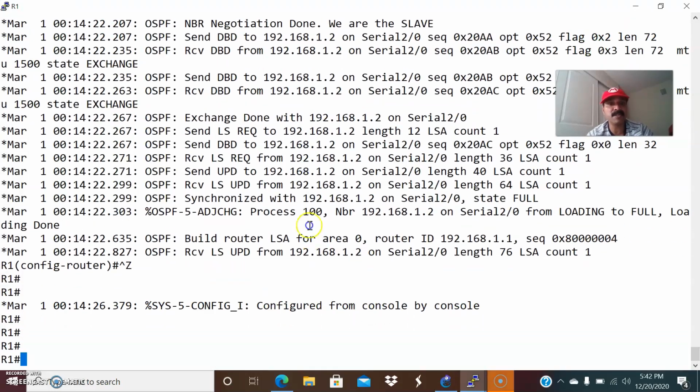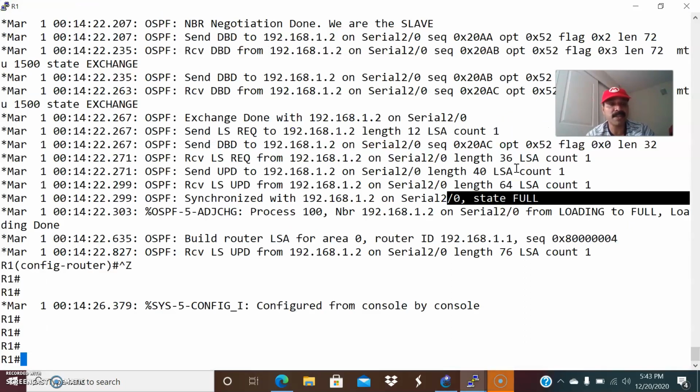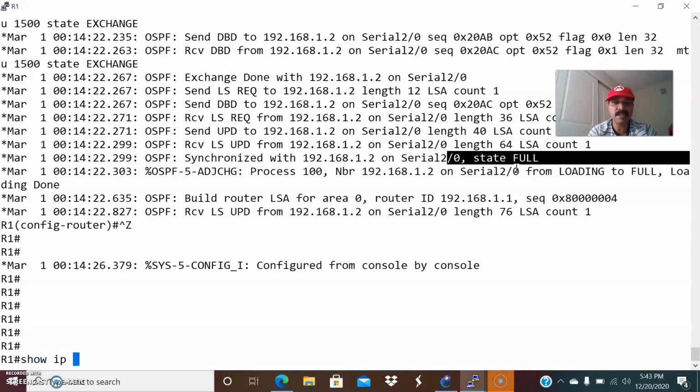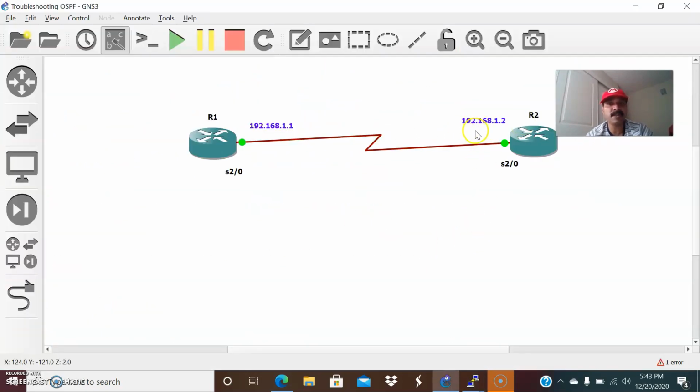So that's the thing we are able to see, right? It is already synchronized from R1. Now the state is full. That means both R1 and R2 are fully synchronized with the link state databases. So that is the meaning of that. So now let us check the neighbor relationship. Show IP OSPF neighbor. Yes, you are able to see the neighbor. Neighbor is 1.2 from R1, right?